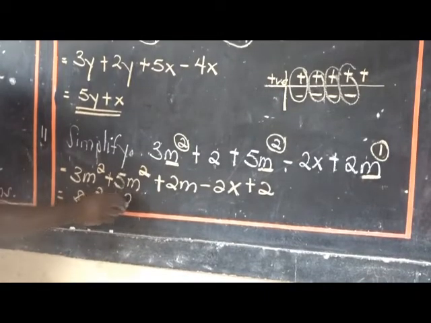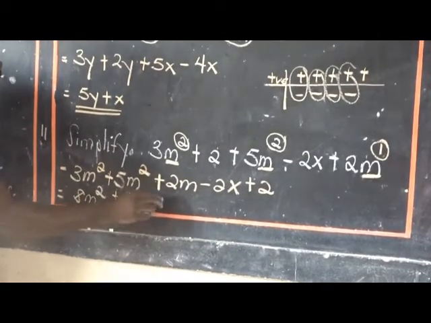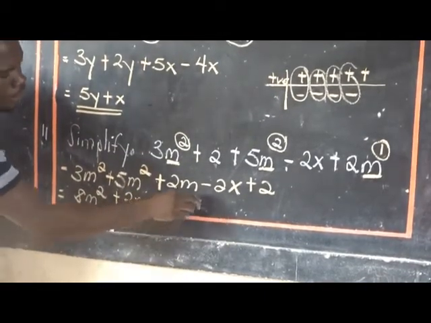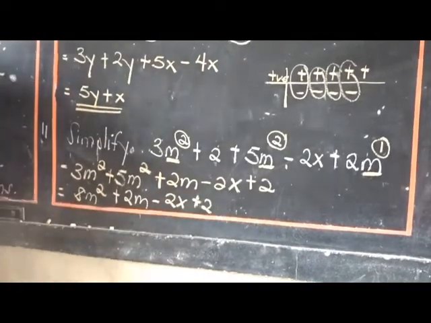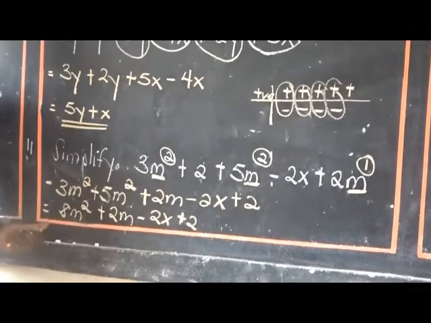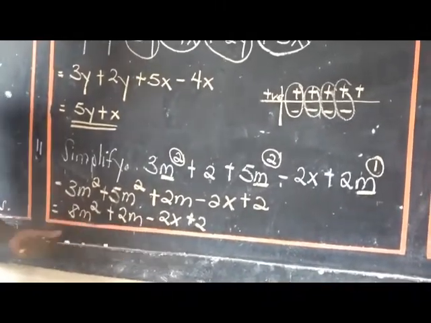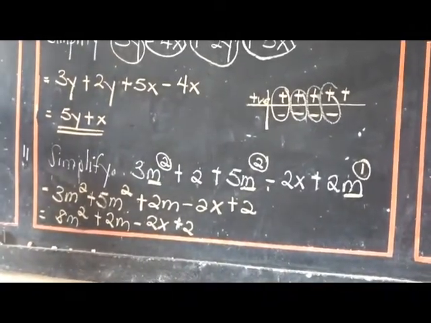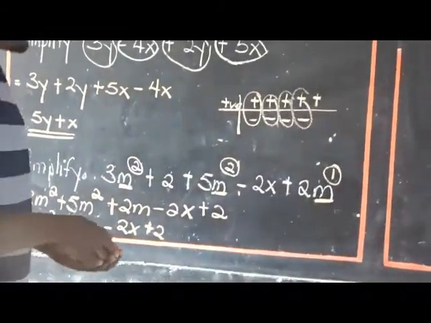Then plus 2m minus 2x plus 2. In this case, none of these terms is similar to the other. Therefore, we shall stop there. That will be our result. You can also look at this.